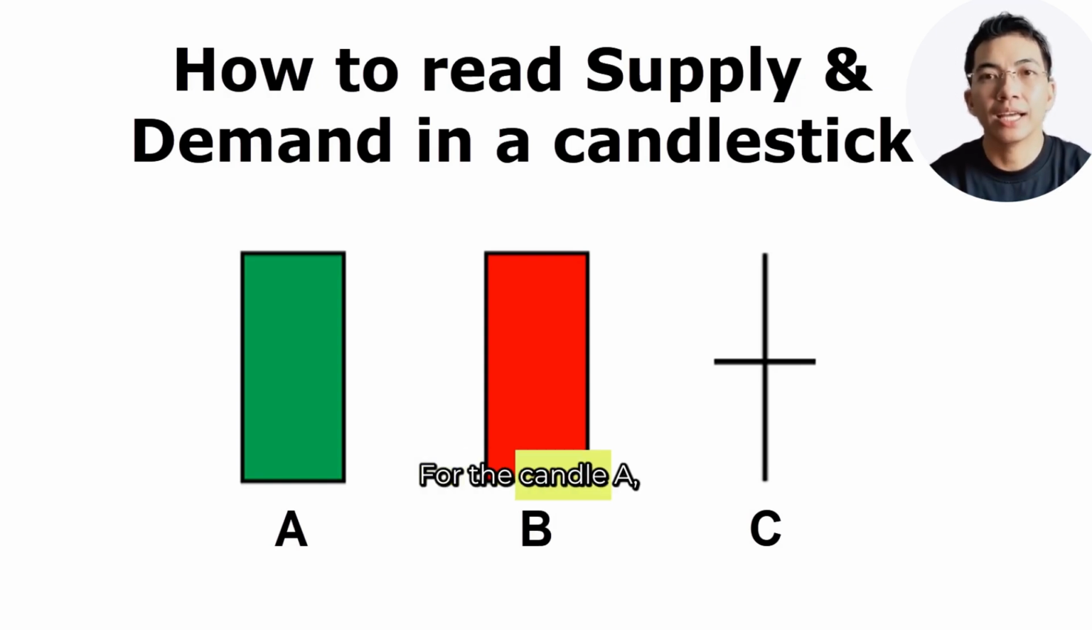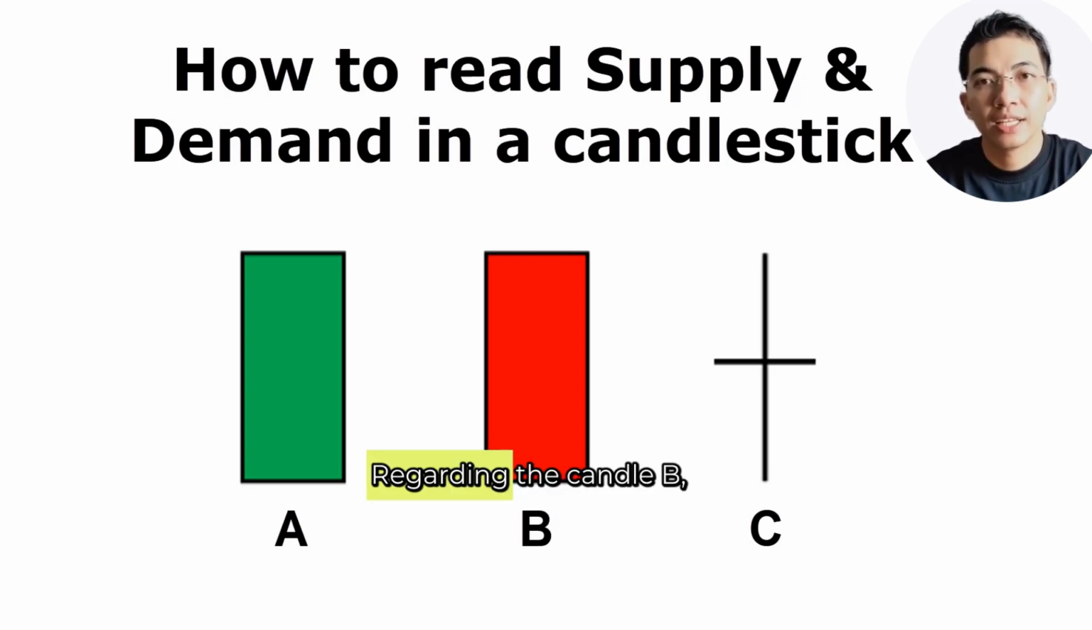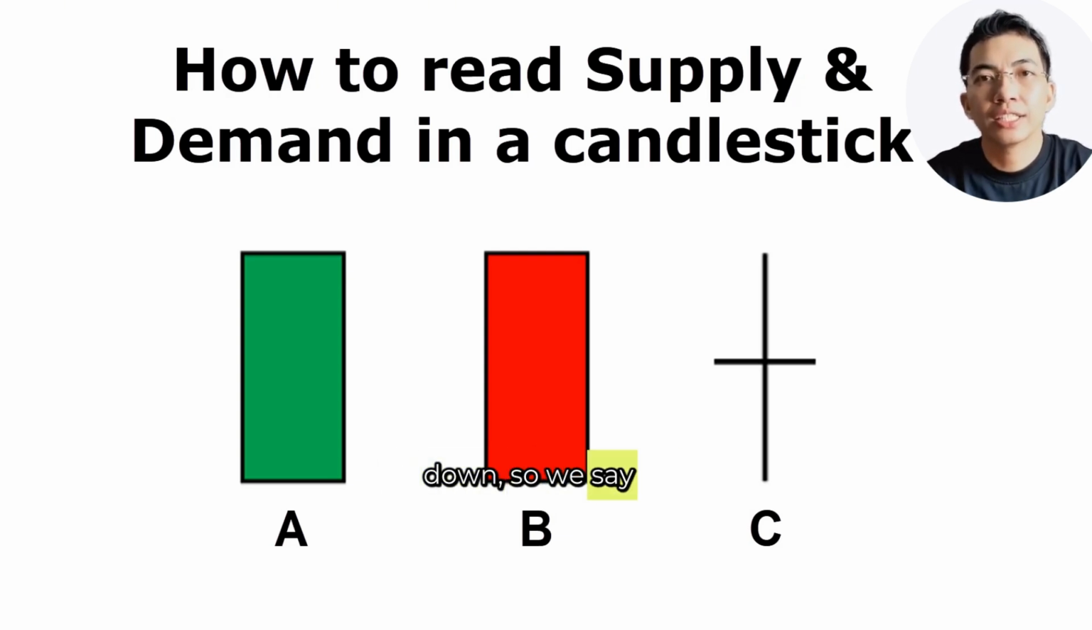For the candle A, we can say that the buyers were in control from the beginning to the end. The demand for the currency pair was higher than the supply. Regarding the candle B, we can say the opposite. It's obvious that the sellers have the power at the moment and are pushing the price down. So we say that the demand is lower than the supply for that currency pair.